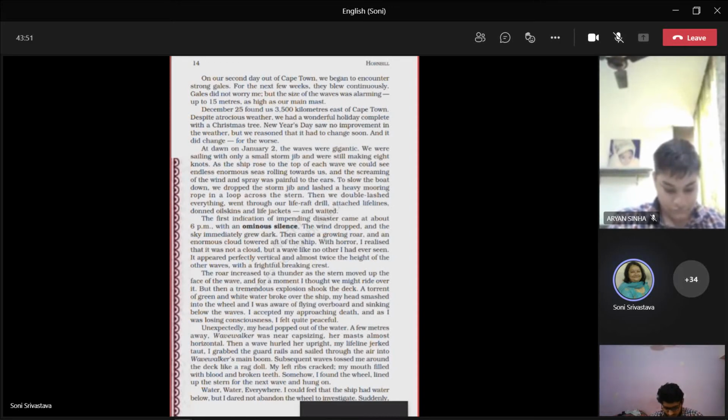The wind dropped and the sky immediately grew dark. These they have removed from 10th standard. There was a poetry called the Rhyme of Ancient Mariner. Have you heard of this? Any one of you? Has anybody ever heard of Rhyme of Ancient Mariner? This was written by a very famous poet called S.T. Coleridge. This poetry was earlier there in your syllabus, but now they have removed it.